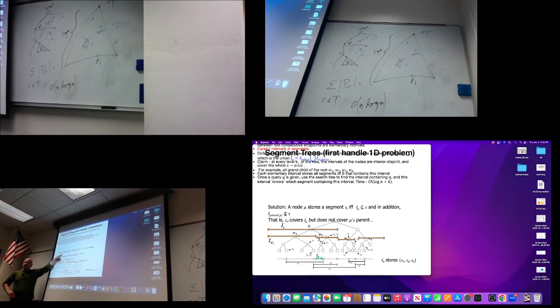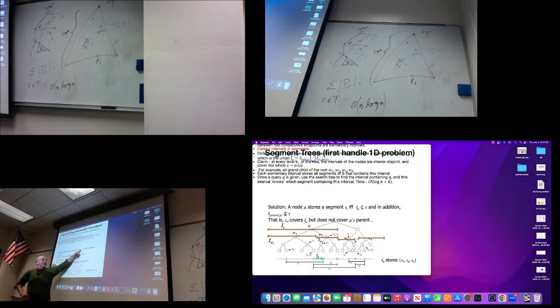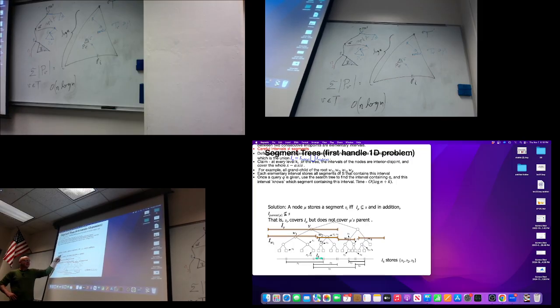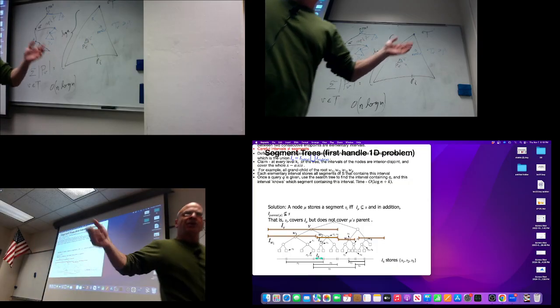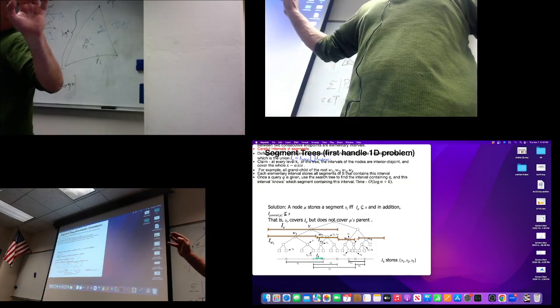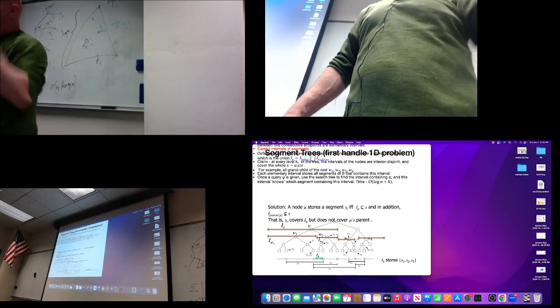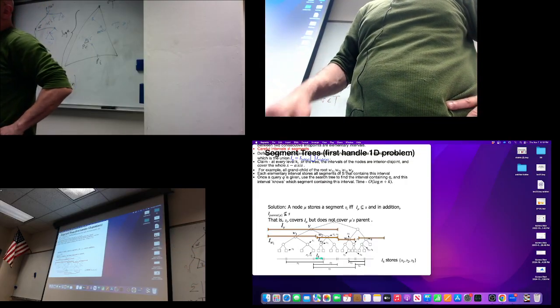But what is the condition? You'll store it only if your parent cannot, which means that a segment S will be stored at a node mu only if the interval of mu is covered by S, but the interval of the parent of mu is not fully covered by S. There are some points of the parent's interval not inside S. In this way, we will bound how many nodes need to store a segment, and that will be our way out from the quadratic memory into something more reasonable.